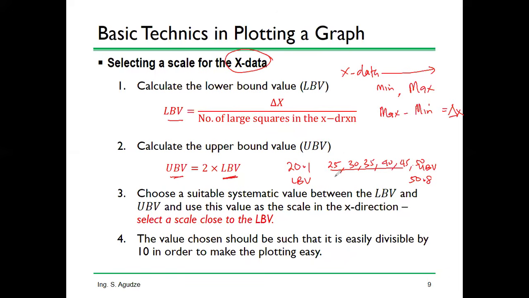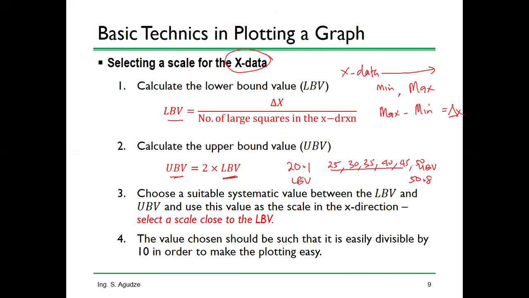As I mentioned earlier, the lower bound value will make the graph very big to occupy the entire area, and the upper bound value will make the graph just about 50% of the graph sheet.